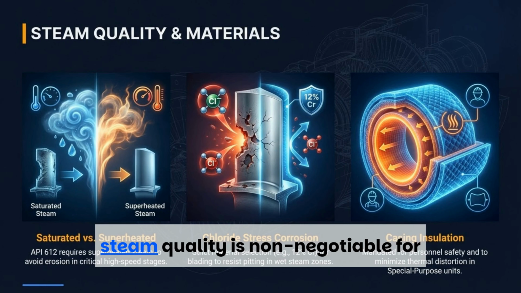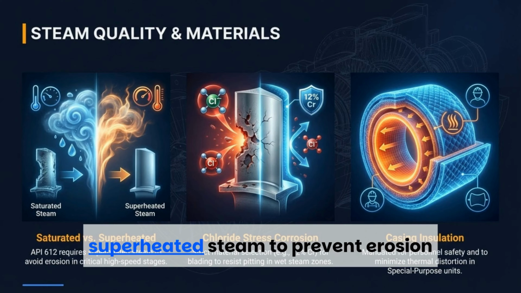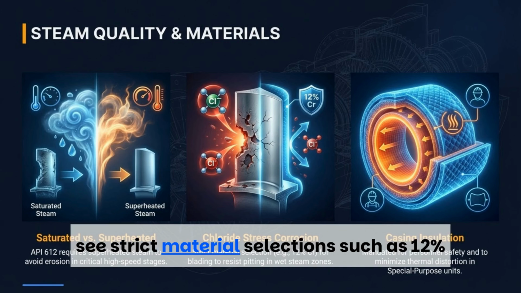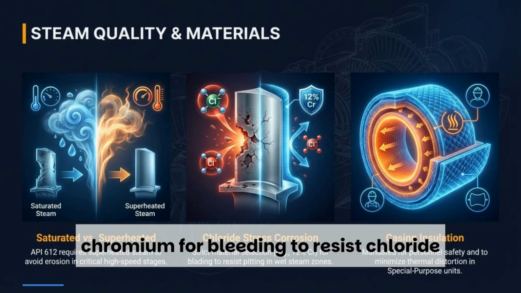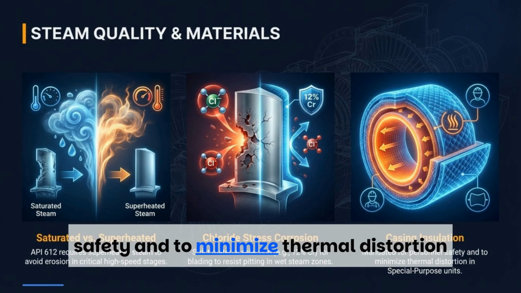Steam quality is non-negotiable for special purpose units. API 612 requires superheated steam to prevent erosion in critical high speed stages. We also see strict material selections such as 12% chromium for blading to resist chloride stress corrosion. Additionally, casing insulation is mandated for personnel safety and to minimize thermal distortion.